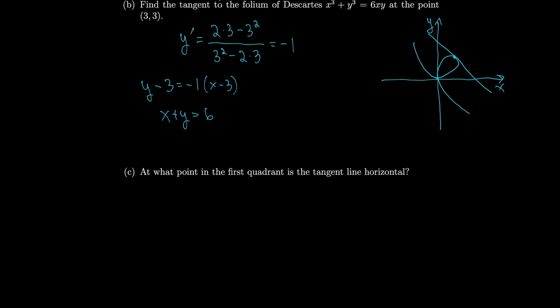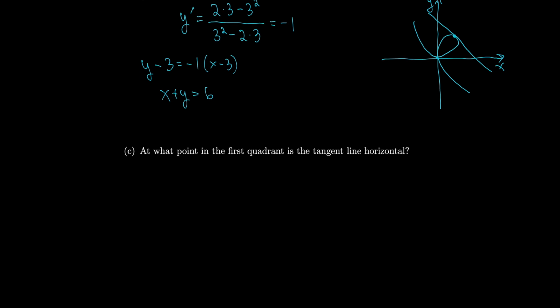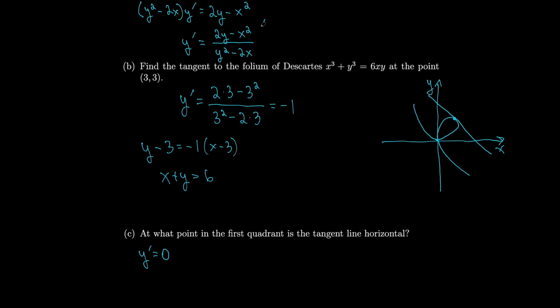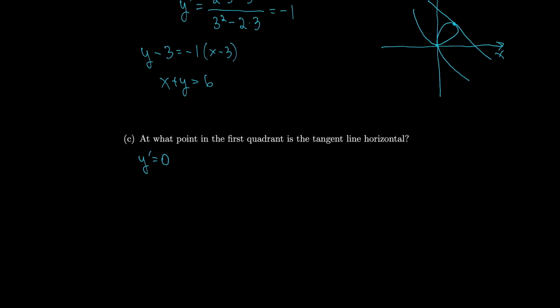Okay, so now we want the point in the first quadrant when the tangent line is horizontal. So we want to know when the derivative is 0, because horizontal tangent lines have 0 slope. Well, if the derivative is 0, that means that the numerator must be 0 when the denominator is not 0. So that means that 2y minus x squared must be 0. We could solve for y and see that in that case y is equal to half x squared.